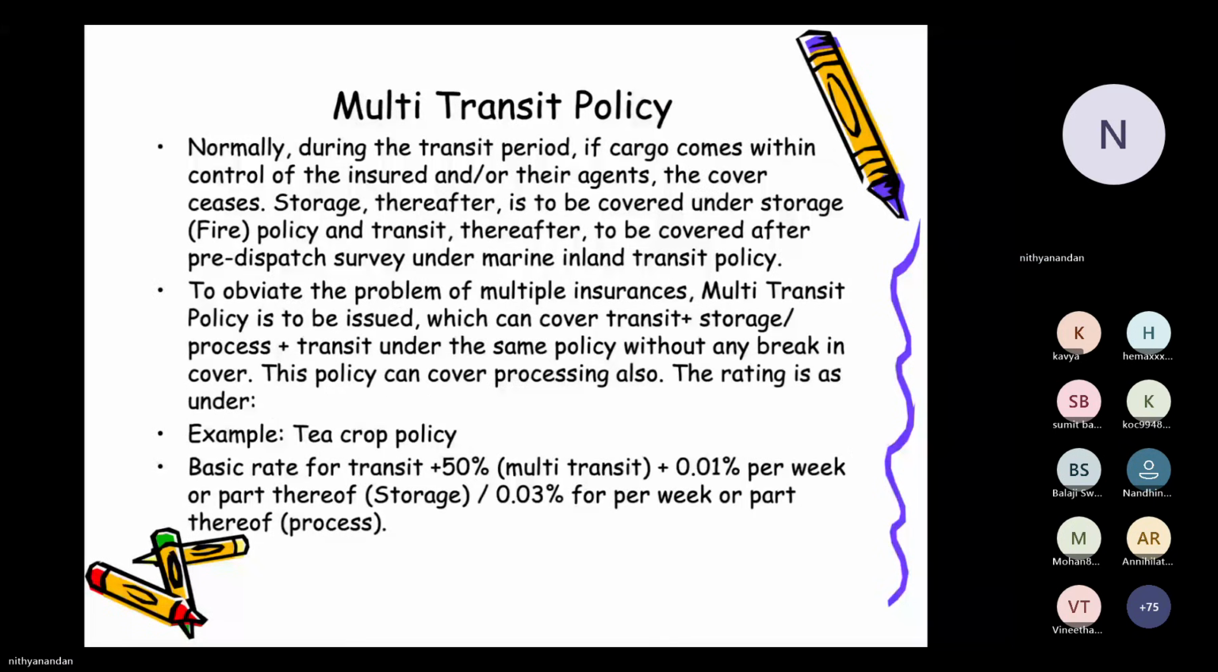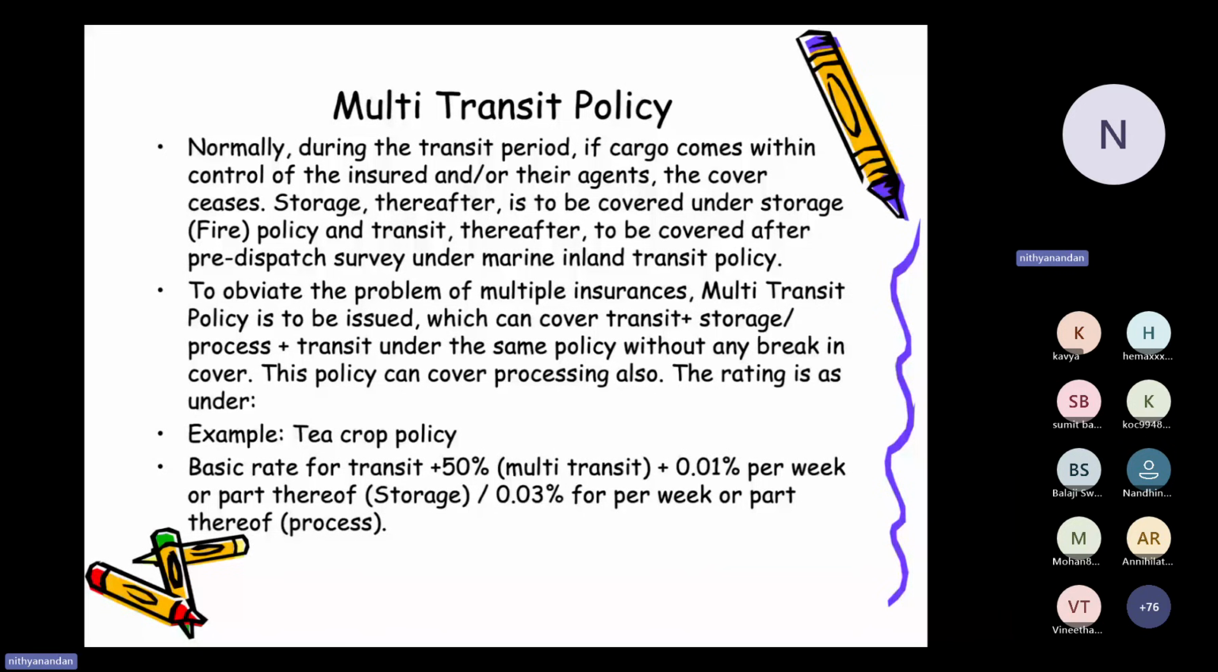Multi-transit policy. When the goods are in transit, sometimes the goods are coming back to the insured himself. Yes, the regular policy doesn't cover the intermediate storage by the insured. This policy covers everything, that is transit, then processing risk, and again transit, like that. The best example is tea crop, which we are going to cover in the coming slides.